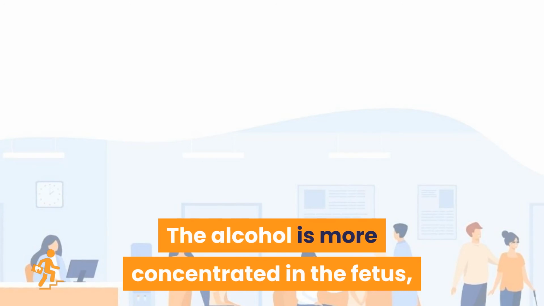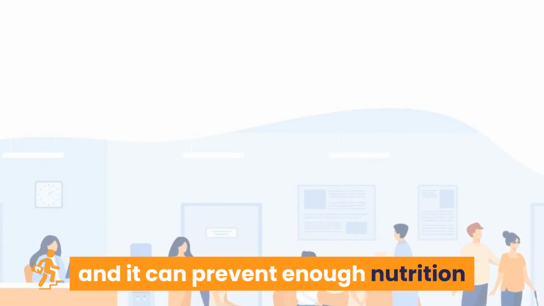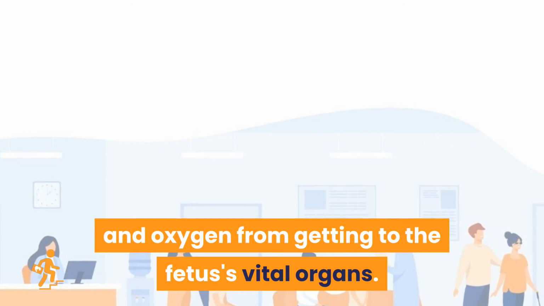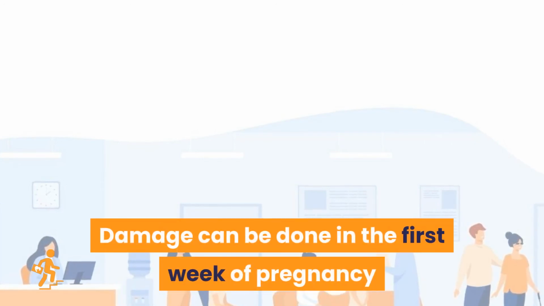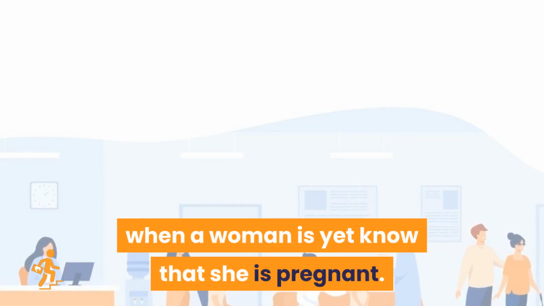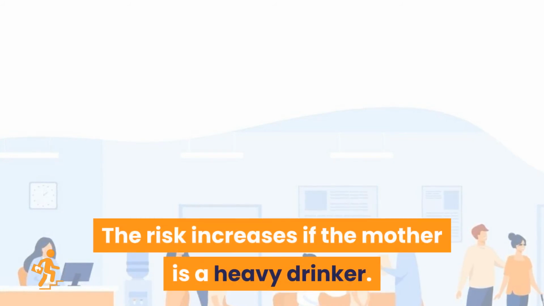The alcohol is more concentrated in the fetus, and it can prevent enough nutrition and oxygen from getting to the fetus's vital organs. Damage can be done in the first week of pregnancy, when a woman does not yet know that she is pregnant. The risk increases if the mother is a heavy drinker.